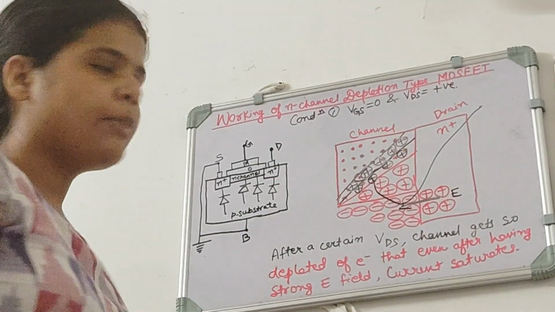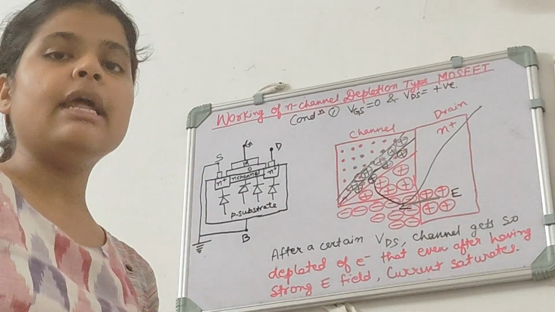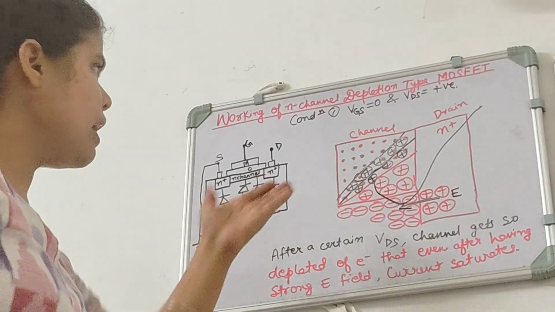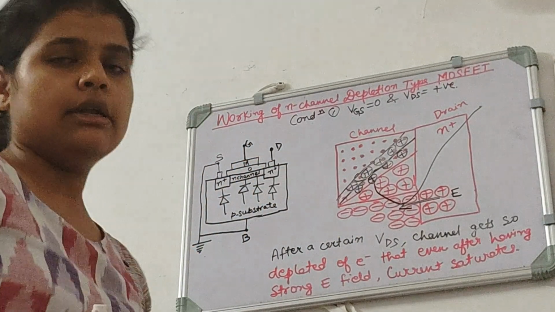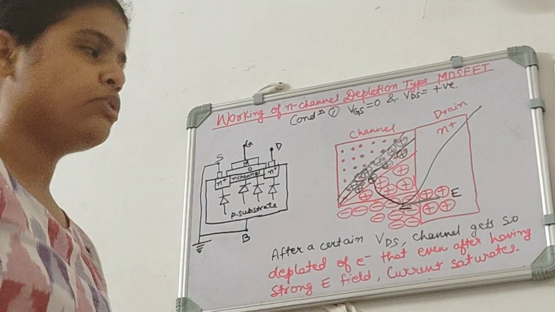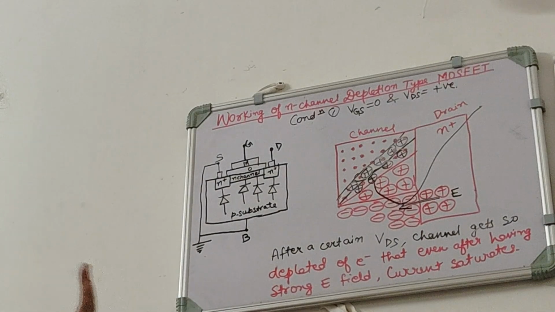So if there aren't many electrons left in the channel, then what will this electric field attract? It won't attract more electrons, because more electrons are not present in the channel. How will the electric field attract more electrons? So that's the reason why our current will get saturated after a certain VDS. Okay.